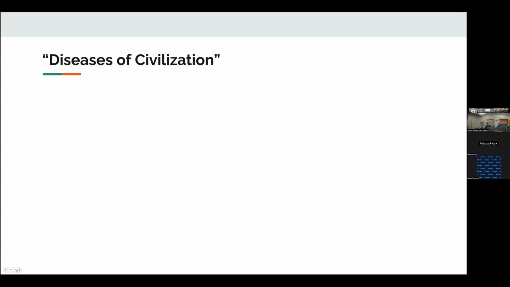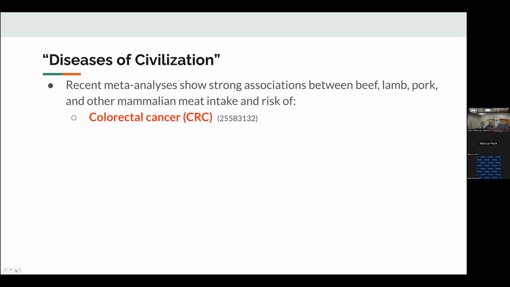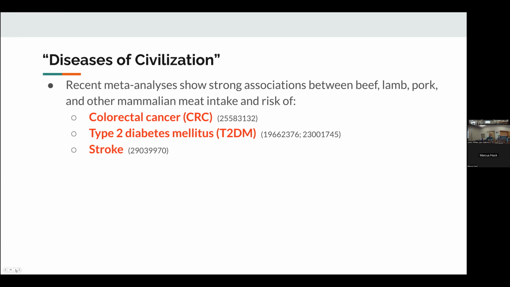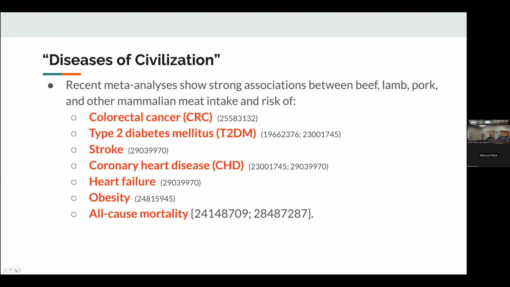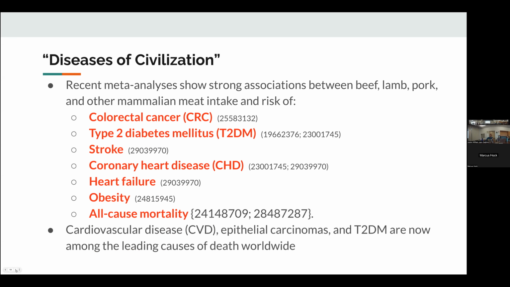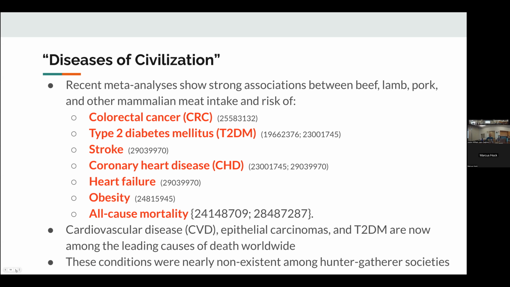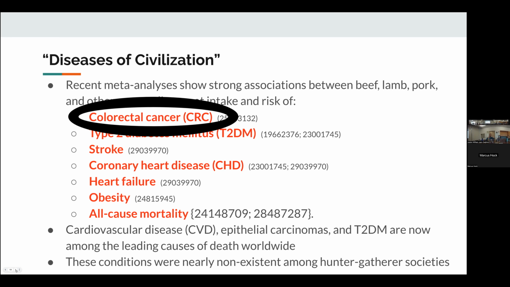So does red meat still provide a fitness advantage? If you look at any meta-analysis, the answer is starting to say probably not, because of the associations we see with high red meat consumption and colorectal cancer, type 2 diabetes, stroke, so cardiovascular disease, and essentially excess BMI and all-cause mortality, which is the key one here. And so not only are these the ones that are most pinpointed, they are also the leading causes of death worldwide. And these conditions were nearly non-existent among hunter-gatherer societies, who we assume to have consumed lots of red meat throughout time, depending on locations and where you were.